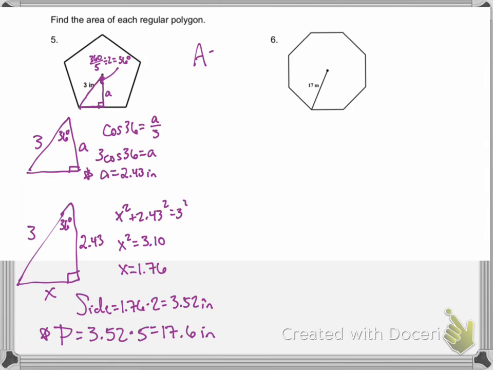And now we're going to go ahead and do the easiest of all the steps. Plug the numbers in to go find the area. So that'll be 1/2 times an apothem of 2.43 times a perimeter of 17.6. After all of that, you get an area of 21.39 square inches.